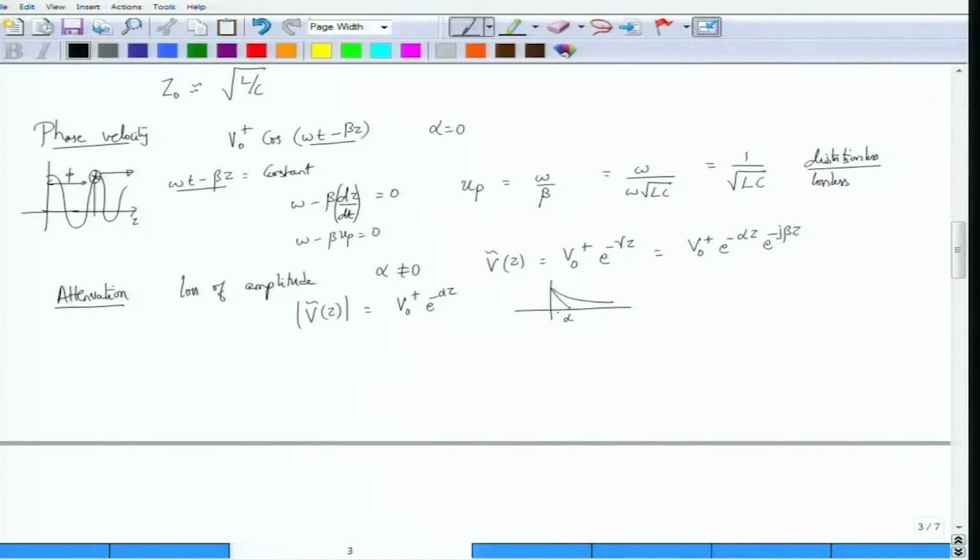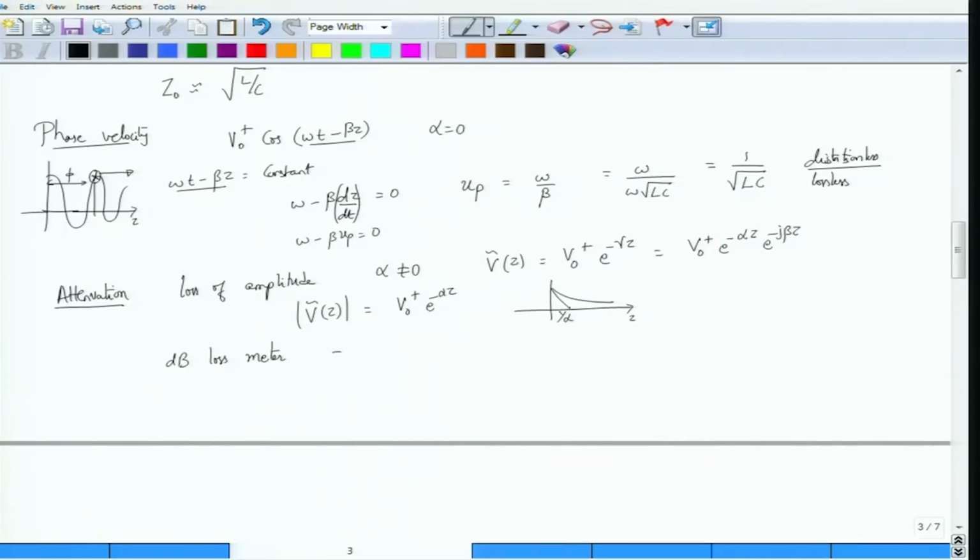The slope is 1 by alpha, and as the wave propagates along the transmission line, its amplitude starts to decay. We sometimes are interested in finding out what is the loss per unit length. Per unit length would be denoted by per meter, and the loss is typically talked about in terms of dB, or units of decibel. So what is this decibel loss per meter?